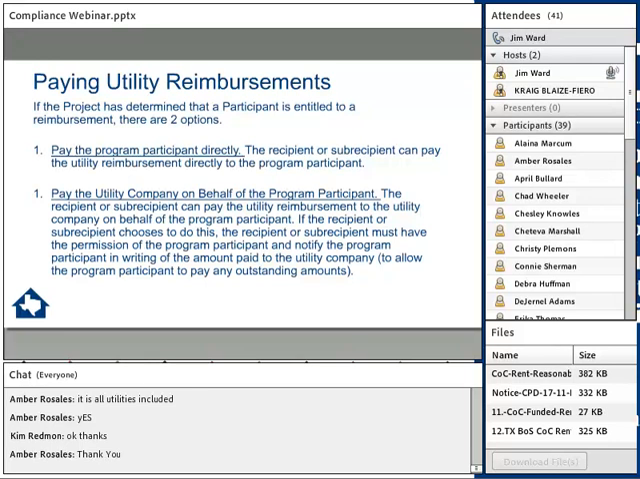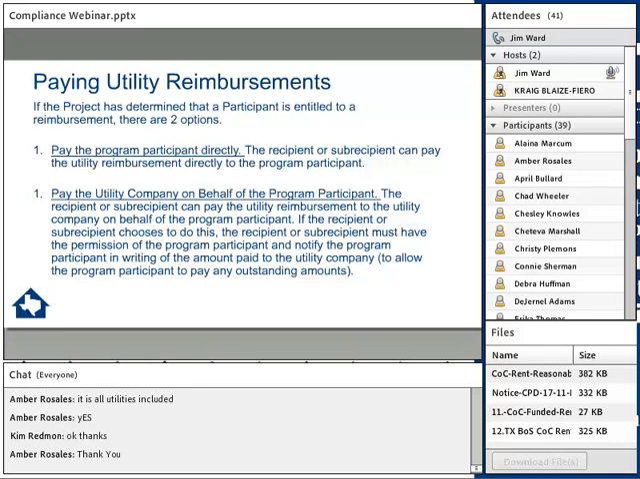Okay, so paying the utility reimbursements, right? If the project determines that a participant is entitled to a reimbursement, there are two options for that household or for that project. You can pay the participant directly. That's what the notice says. The notice says that you guys can pay your participants directly an amount monthly equal to the utility reimbursement, or you can pay the utility company on behalf of the program participant. These are literally copy and pasted out of the notice, so you'll notice how much longer the paragraph is under the second option of paying the utility company directly. If you guys choose to do that, you can do that.